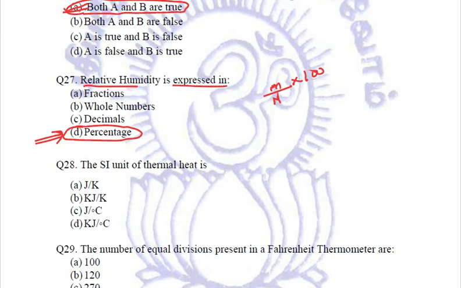Got it? Coming to the next question. The SI unit of thermal heat is. Now thermal heat or thermal capacity, both are one and the same thing, and the SI unit is, the options given to us are joule per Kelvin or kilojoule per Kelvin or joule per degree Celsius or kilojoule per degree Celsius. When we talk about SI units, it cannot be kilojoule, that is for sure.